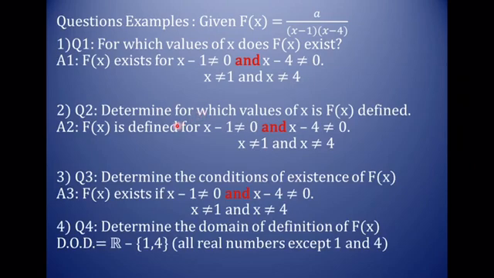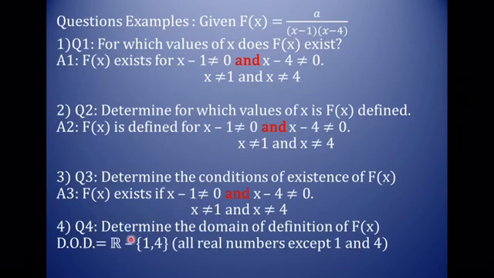The second type of questions, for example: determine for which values of x is f of x defined. Okay, so f of x exists has the same meaning as f of x is defined. Here we answer like this: f of x is defined for x minus 1 different than 0 and x minus 4 different than 0, and we continue. Third type of questions: determine the conditions of existence of f of x. Also, same idea: f of x exists if, etc.